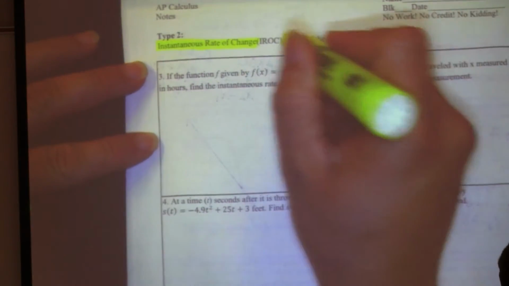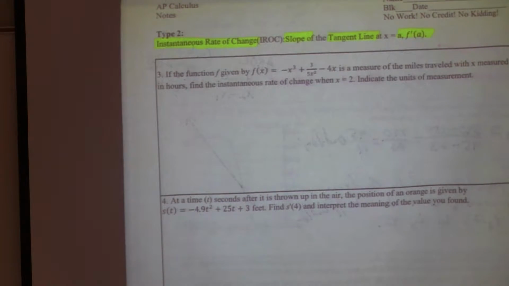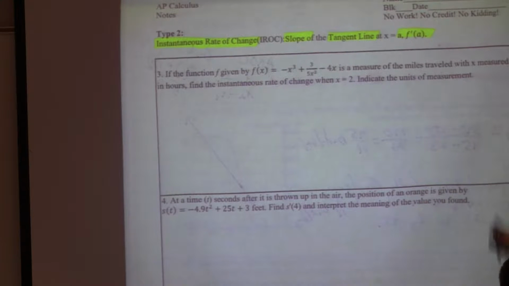This one's the instantaneous rate of change. It's the slope of a tangent line. So all I need to know is how to find the derivative, okay? But not only find the derivative, but evaluate the derivative at that number, right? And then understand what it's telling me. So let's look at this first problem. Okay, Jared, will you read it for us?